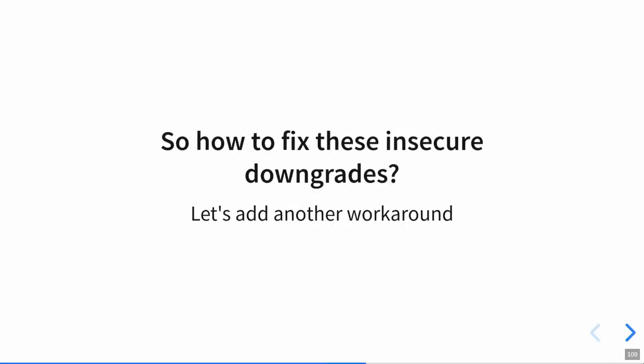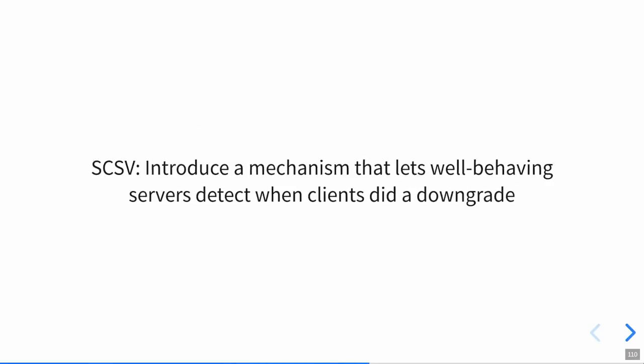Browsers say, okay, these downgrades are causing security issues. What do we do now? We could add another workaround. So there was a standard called SCSV, which basically gives the server a way to tell the client that it's not broken. It says, hey, I have this special extension, a kind of special cipher suite, which tells the client, hey, if you did these strange downgrades here, please don't do that.